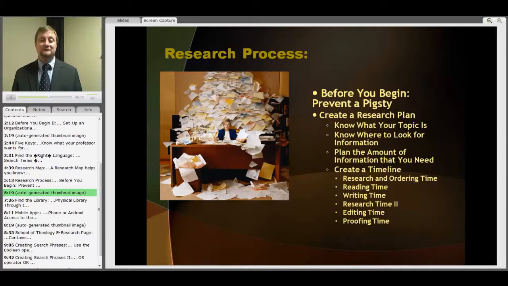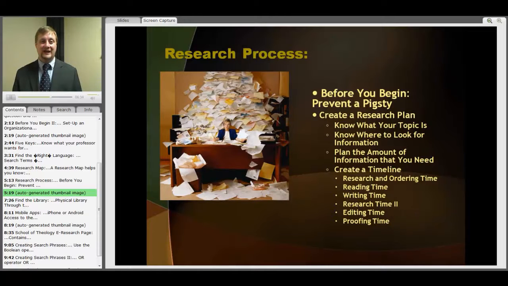Also, plan for the amount of information that you need. If you're writing a 5-page paper, you don't need 300 resources. Likewise, if you're writing a 20-page paper, probably 2 resources will not be enough. Try to judge how much information you will need and find the best possible resources.